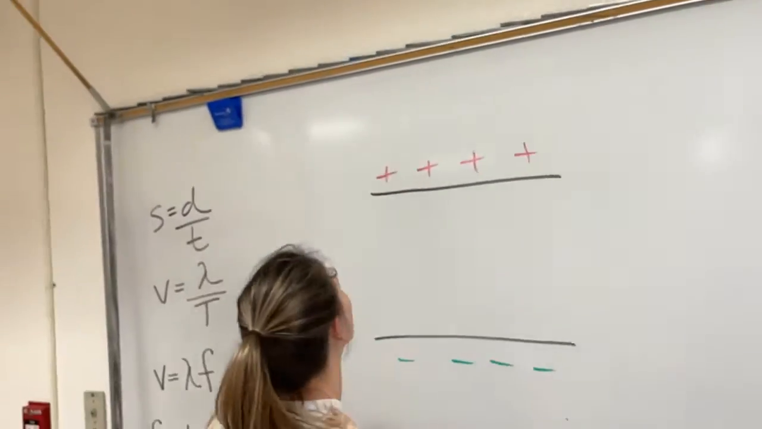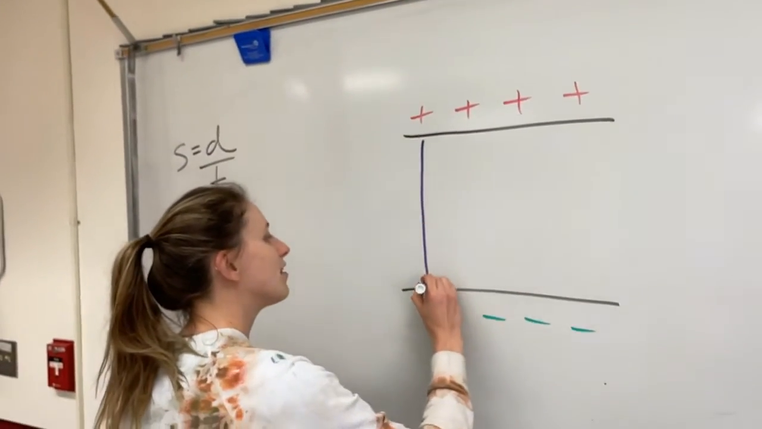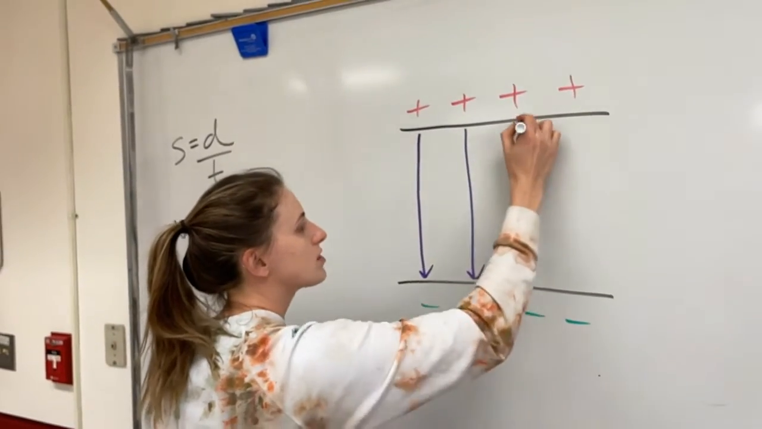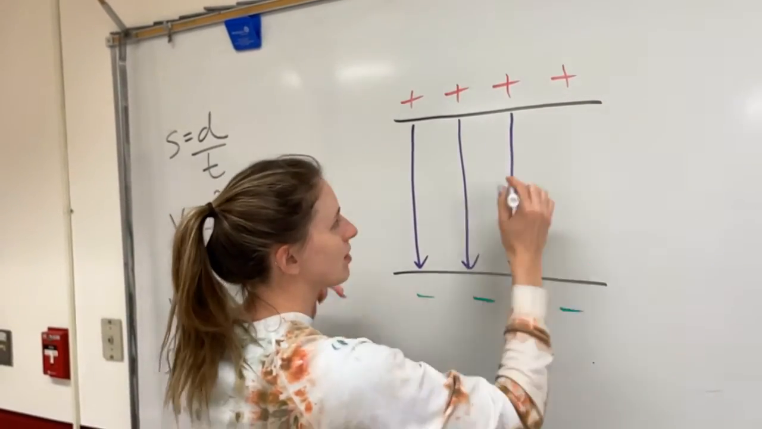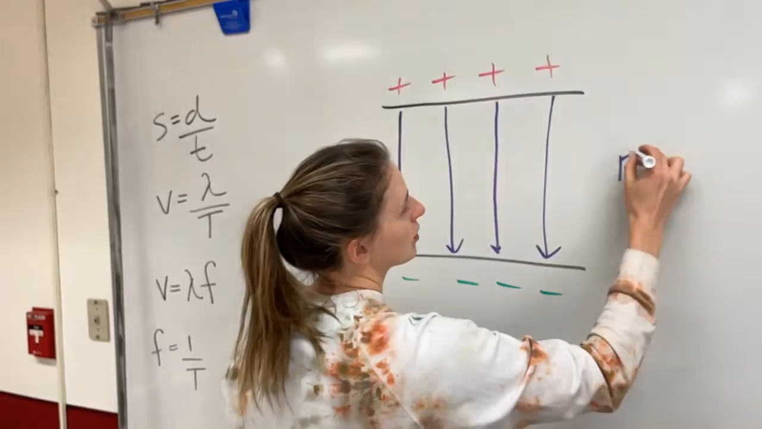And the direction of the electric field is out of the positive, into the negative. Out of the positive, into the negative. What's this called again, Mr. Boykin? That's the capacitor. Capacitor, right? And this is our electric field, right?